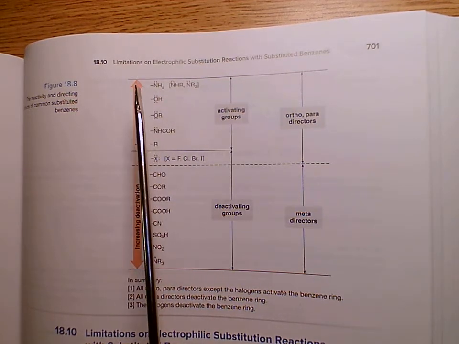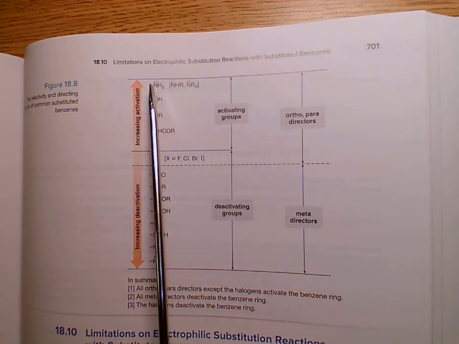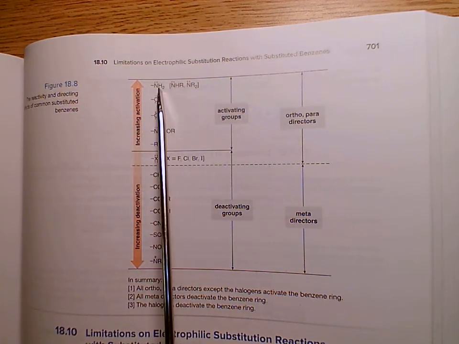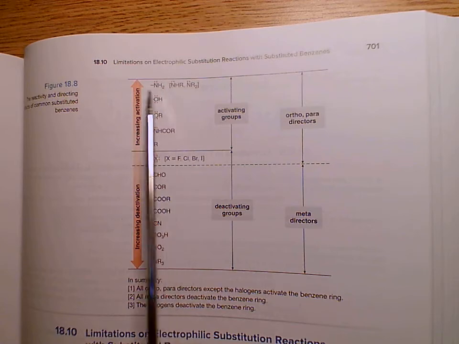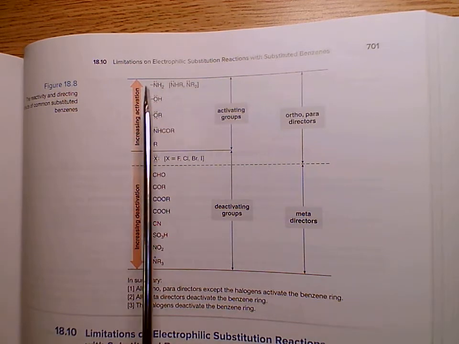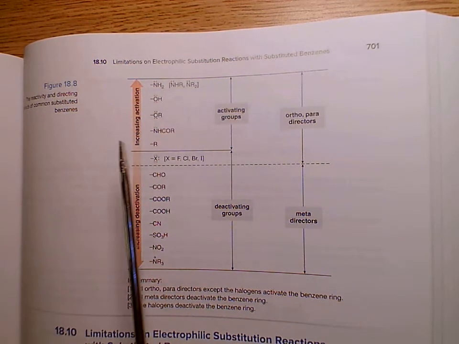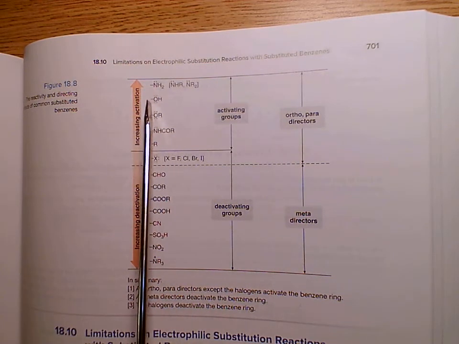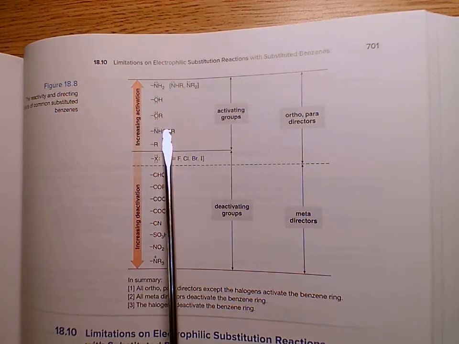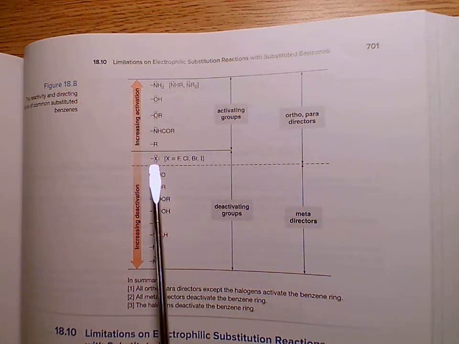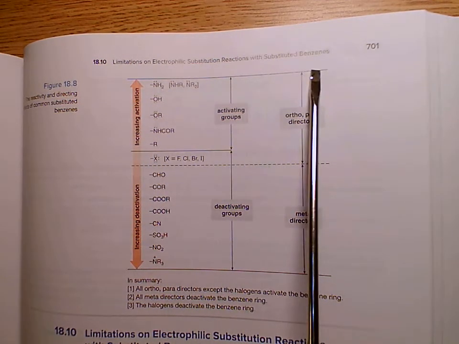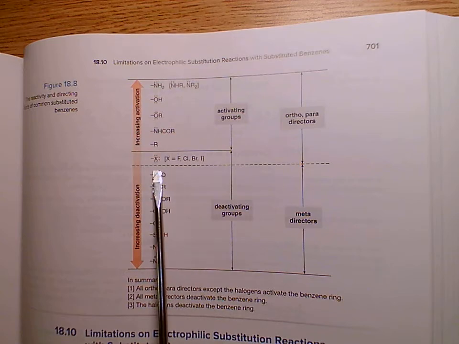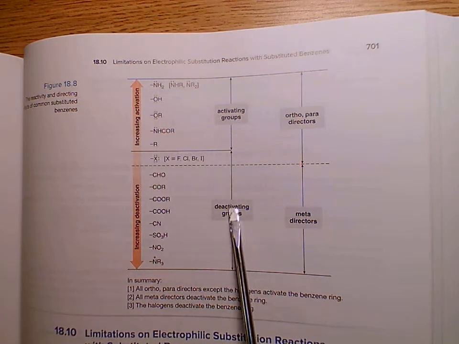strongly activating. Benzene rings with amines on them are extremely reactive, a very strong activating group on here. Methyl groups are just weakly activating. And all of these are ortho and para directors, including the halogens. The halogens fall under this part here. They're ortho para directors. However, note they are also deactivating.